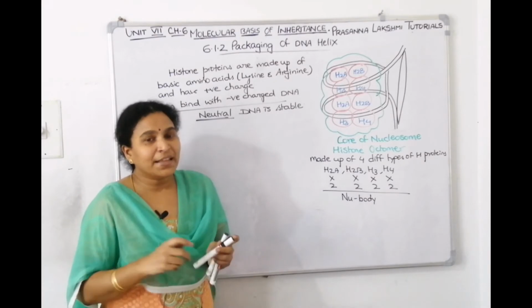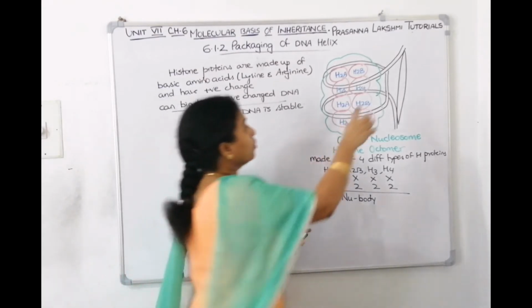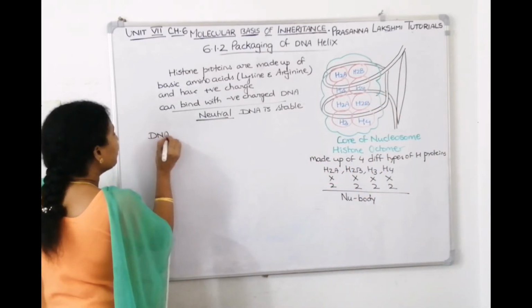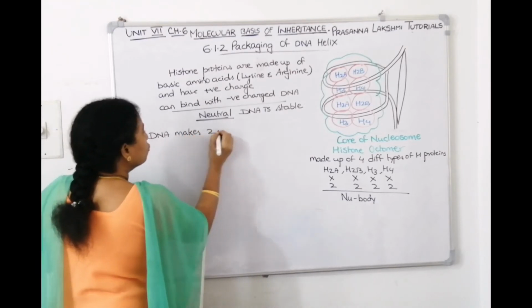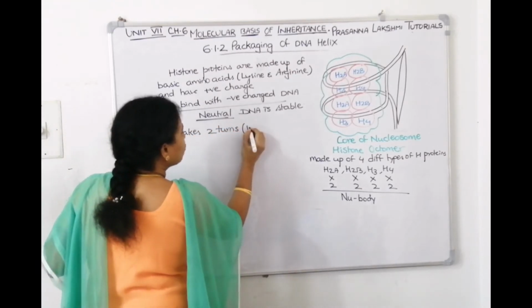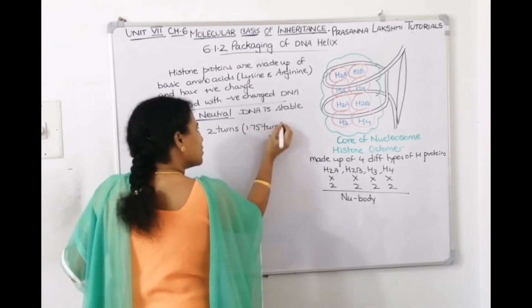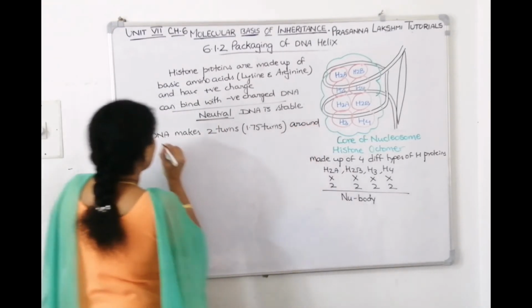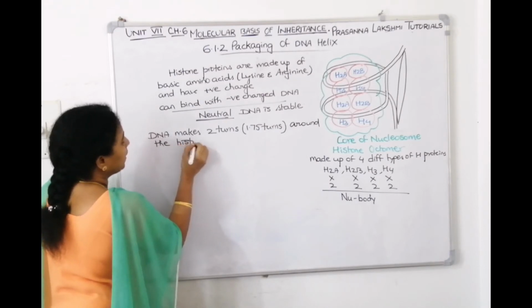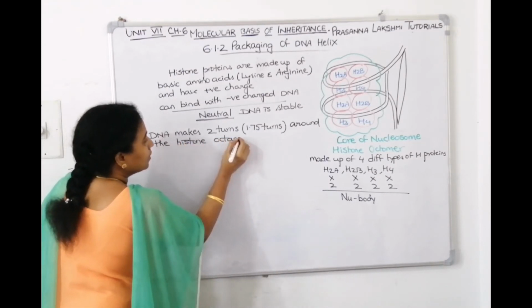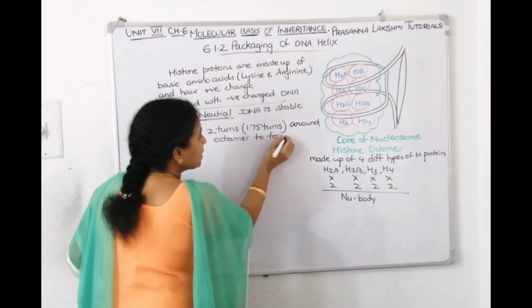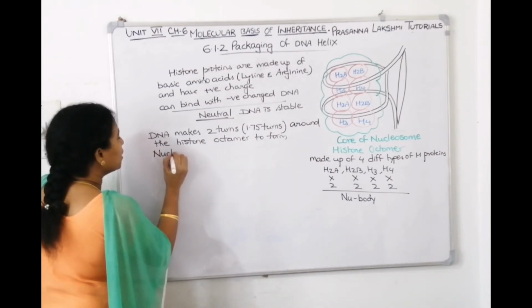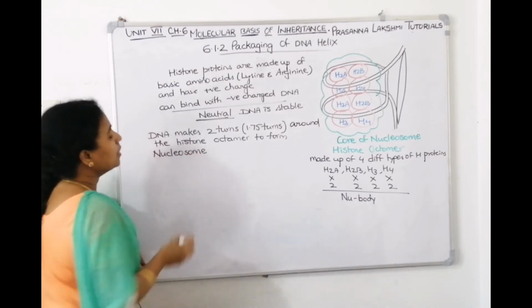So that is how the DNA is coiling 2 turns. Here is one turn and here is one turn. DNA makes 2 turns. Exactly, it is not complete 2 turns, it is 1.75 turns. Approximately, you can say 2 turns. DNA makes 2 turns around the histone octamer to form. What is this structure it is forming? The complete structure is called a nucleosome.